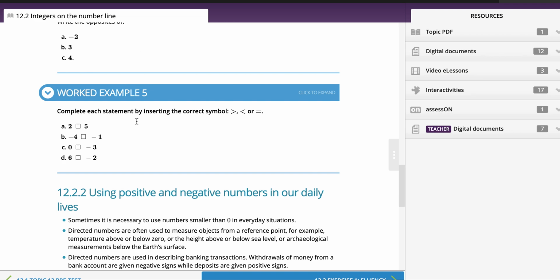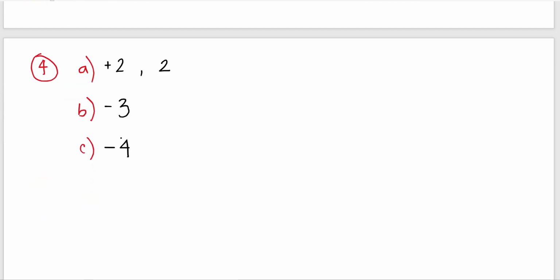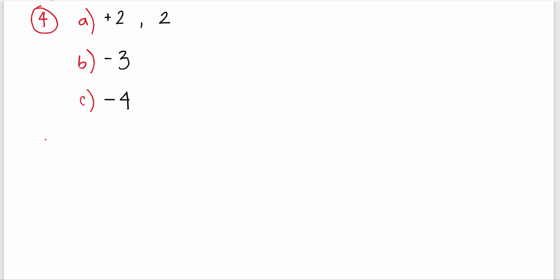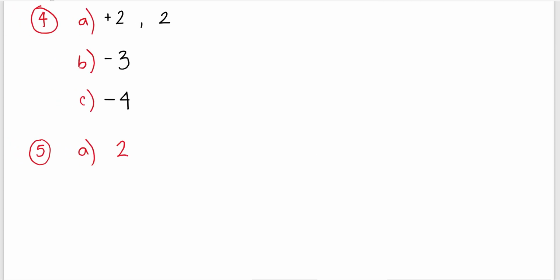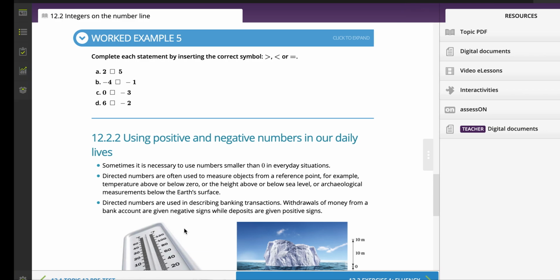So it says, complete each statement by inserting greater than, less than, or equal. And we have these ones here. Okay, so we're going to do these ones. Example 5. I'm just going to copy it very quickly, and I hope that you do exactly the same when you're doing your questions. Look, it doesn't take long. So I'm going to write 2 and 5, and then B, I'm going to write negative 4 and negative 1, and then C, 0 and negative 3, and the last one, 6 and negative 2.